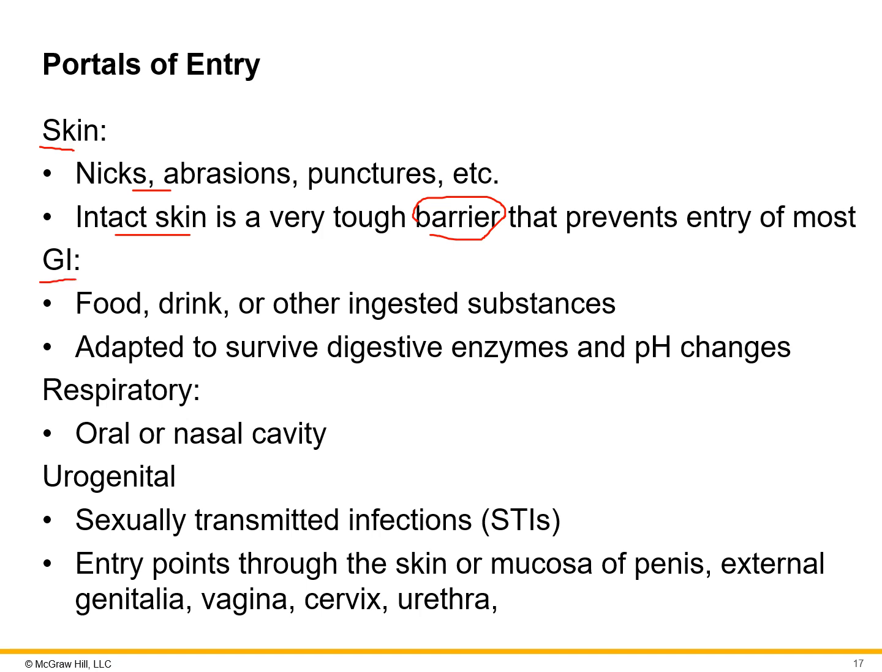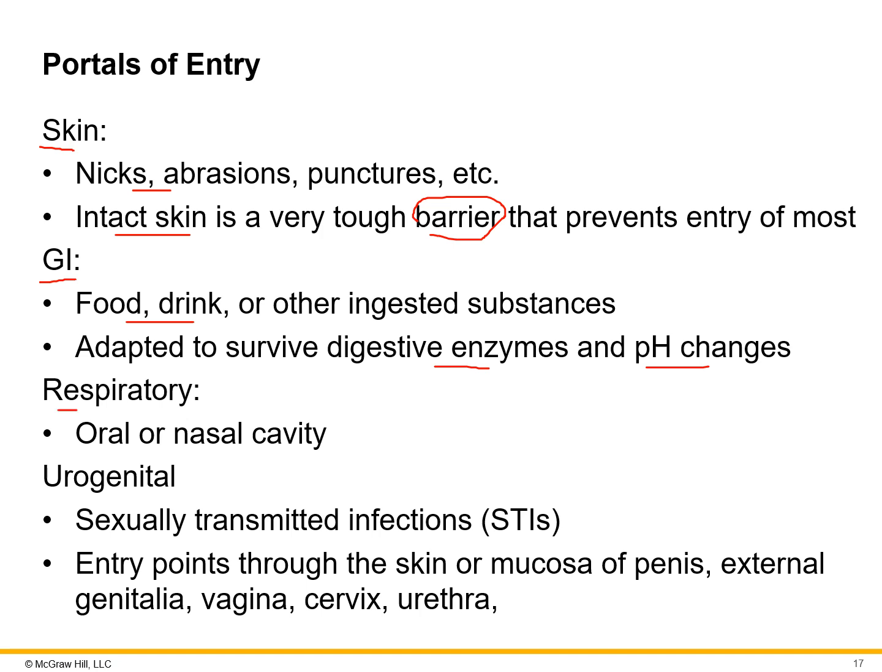Through the GI system, so anything we eat or drink or just ingest. Again, we have some natural defenses, those digestive enzymes, as well as the acidic nature of our stomach. Those are natural defenses as well.